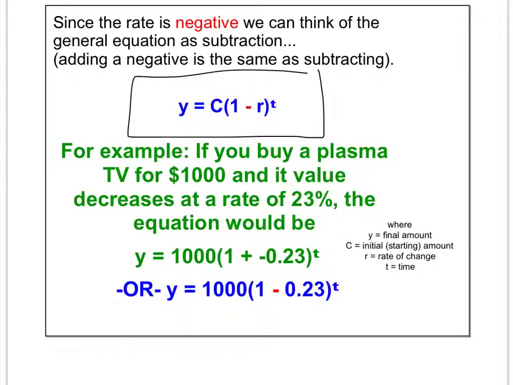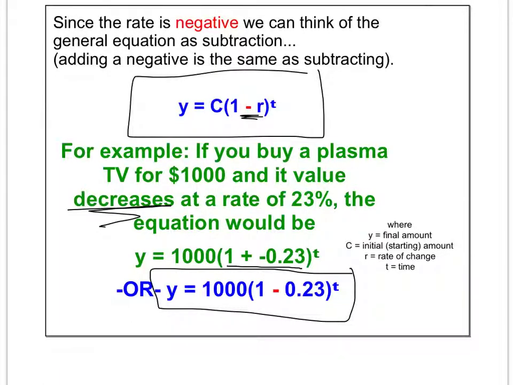So I wrote out an example for you. It says if you buy a plasma TV for $1,000 and its value decreases at a rate of 23%. So again, that word decreases means that we're going to have that subtraction symbol in our formula. At the rate of 23%, the equation would be 1 plus a negative 0.23, always changing your percent into a decimal, and then just raising it to that t power again. So that way the t represents the amount of years. You can also just write it as subtraction in your parentheses.